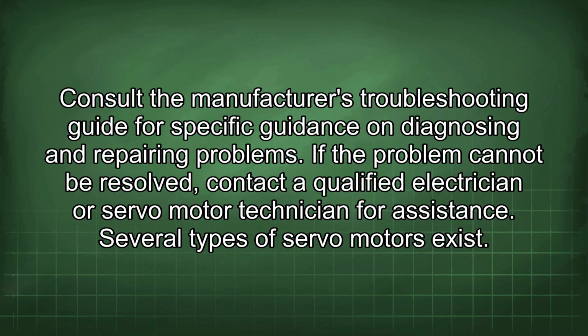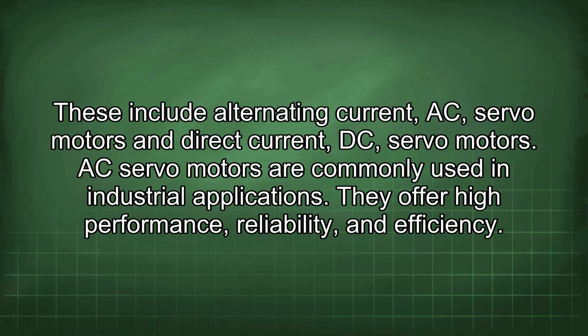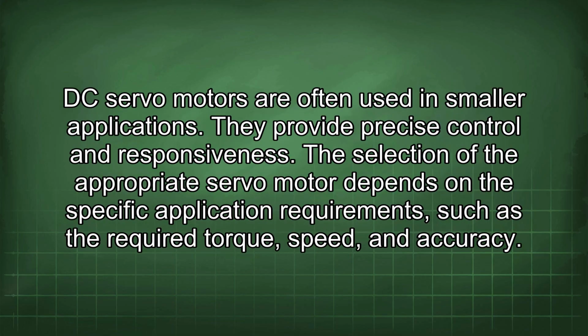Several types of servo motors exist. These include alternating current (AC) servo motors and direct current (DC) servo motors. AC servo motors are commonly used in industrial applications. They offer high performance, reliability, and efficiency. DC servo motors are often used in smaller applications. They provide precise control and responsiveness.